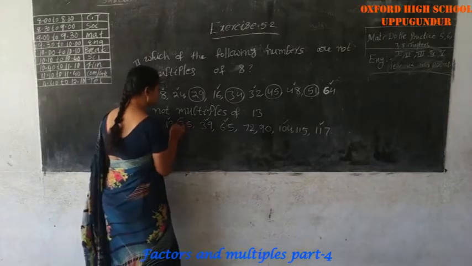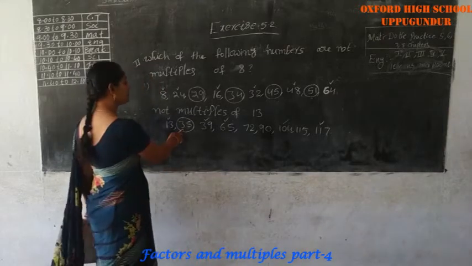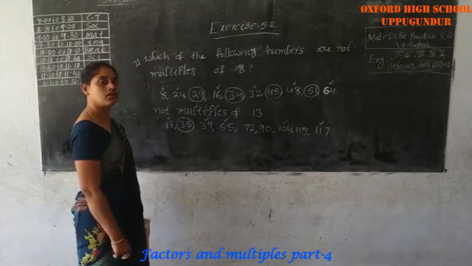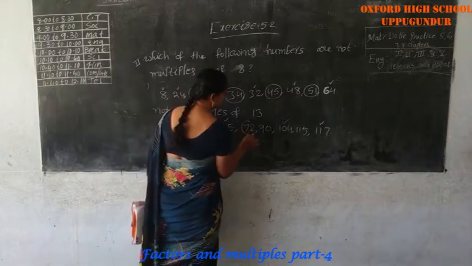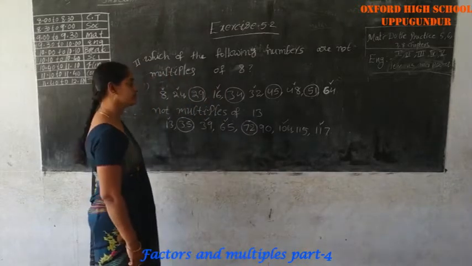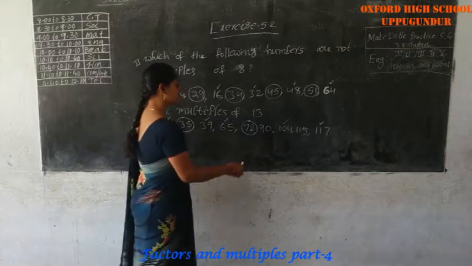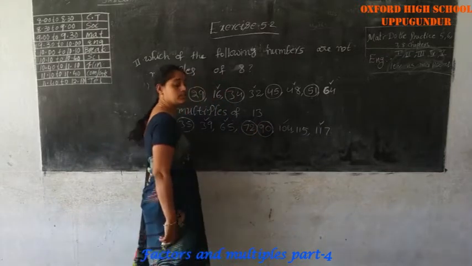See 35. In the 13 table, possible or not? Not possible. 35 is not there in the 13 table. Okay. Next, 72. 72 also is not there in the 13 table. Next, 90. 90 also is not there in the 13 table.